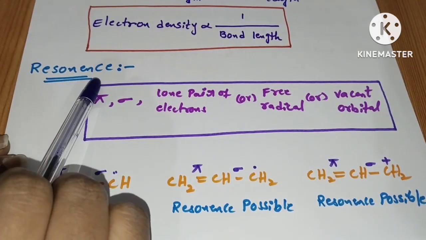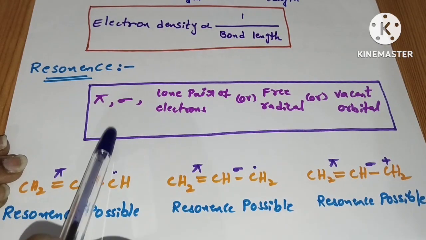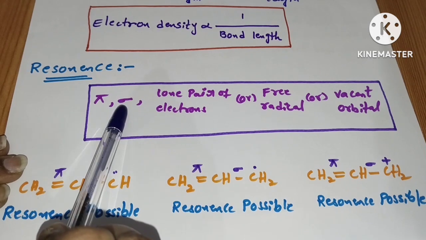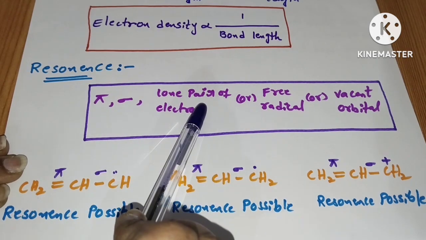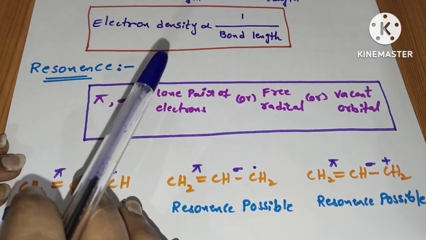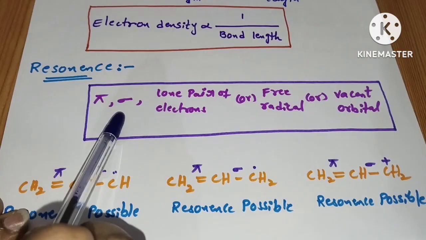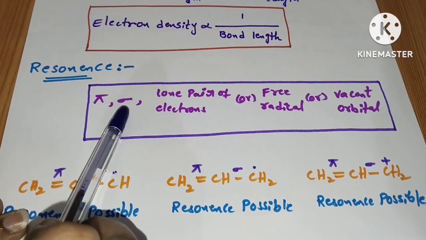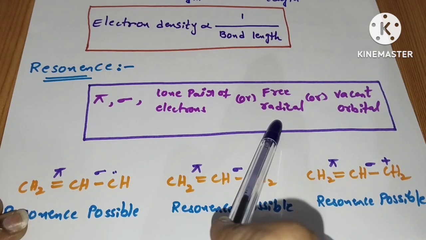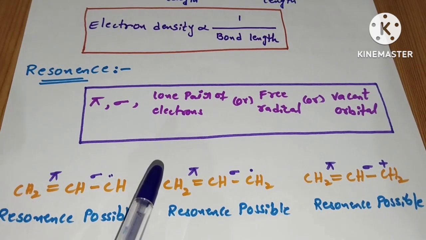Next, resonance. In this topic, you must remember one thing. Resonance is possible if there is pi bond plus sigma bond plus lone pair of electrons or free radical or vacant orbital. Let me repeat it. Resonance is possible if there is pi bond plus sigma bond plus lone pair of electrons or free radical or vacant orbital. Let's take this example.